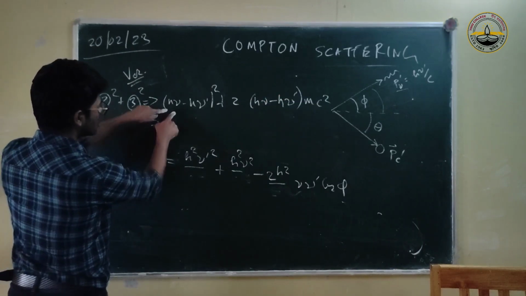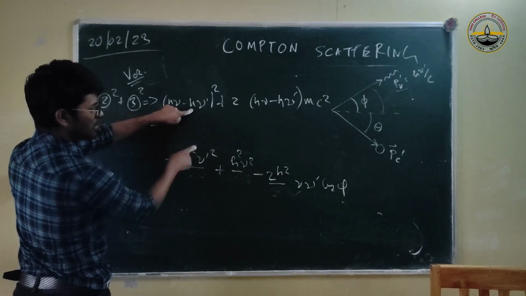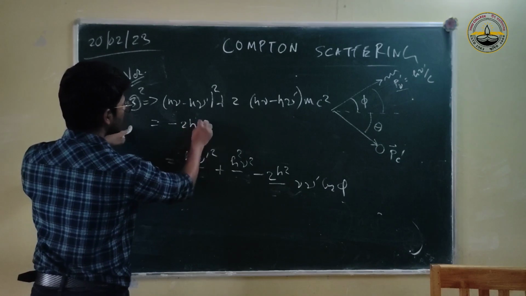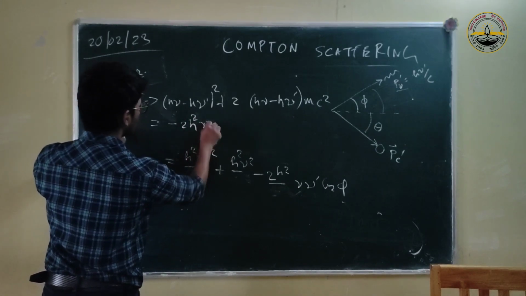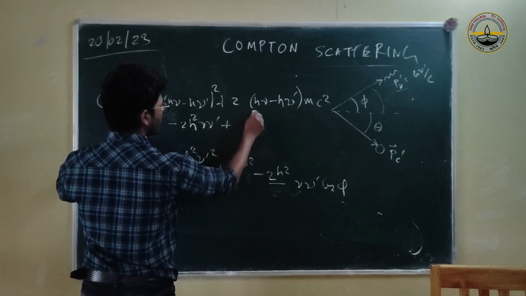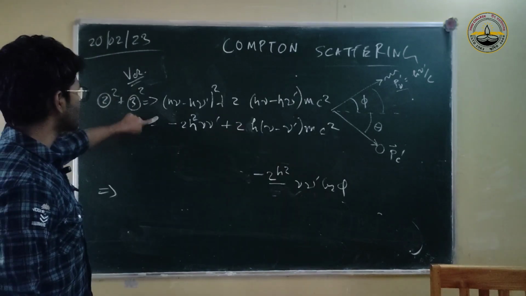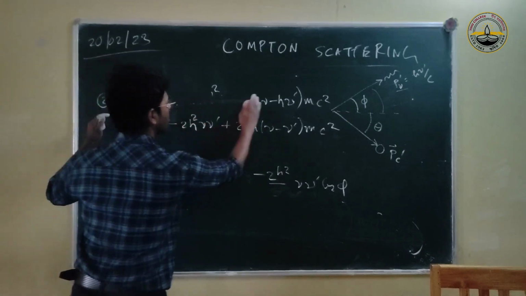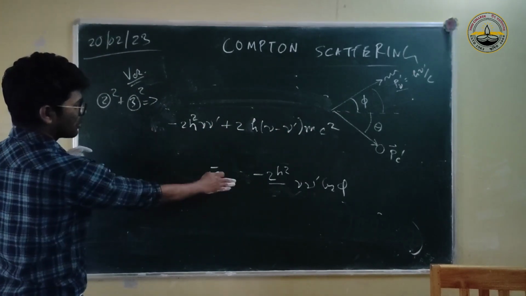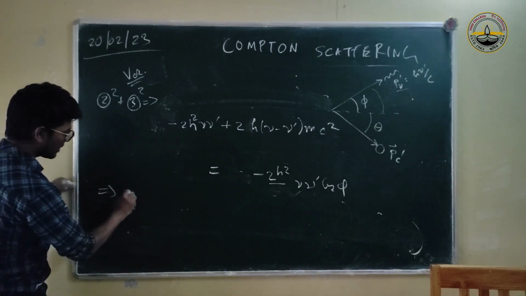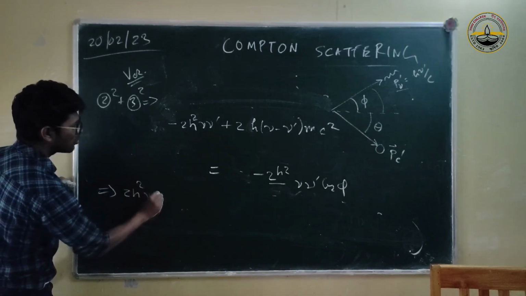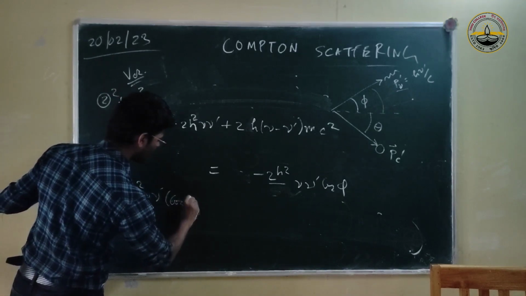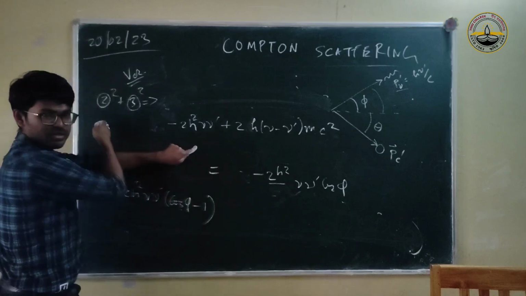The h nu squared and h nu prime squared will be gone, cancelled out. Just the cross term will remain, 2h square nu nu prime. And from here, this is on the other side. This is equal to this. So this comes on this side, we have 2h square nu prime, 1 minus, or cos phi minus 1. This on this side.